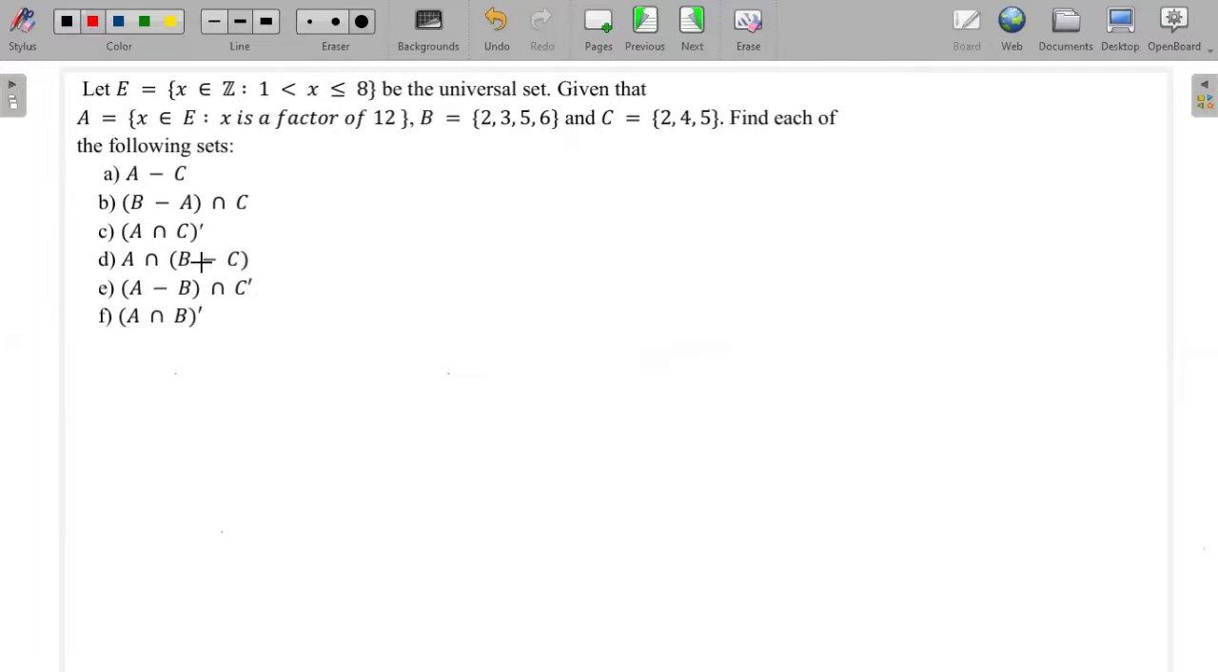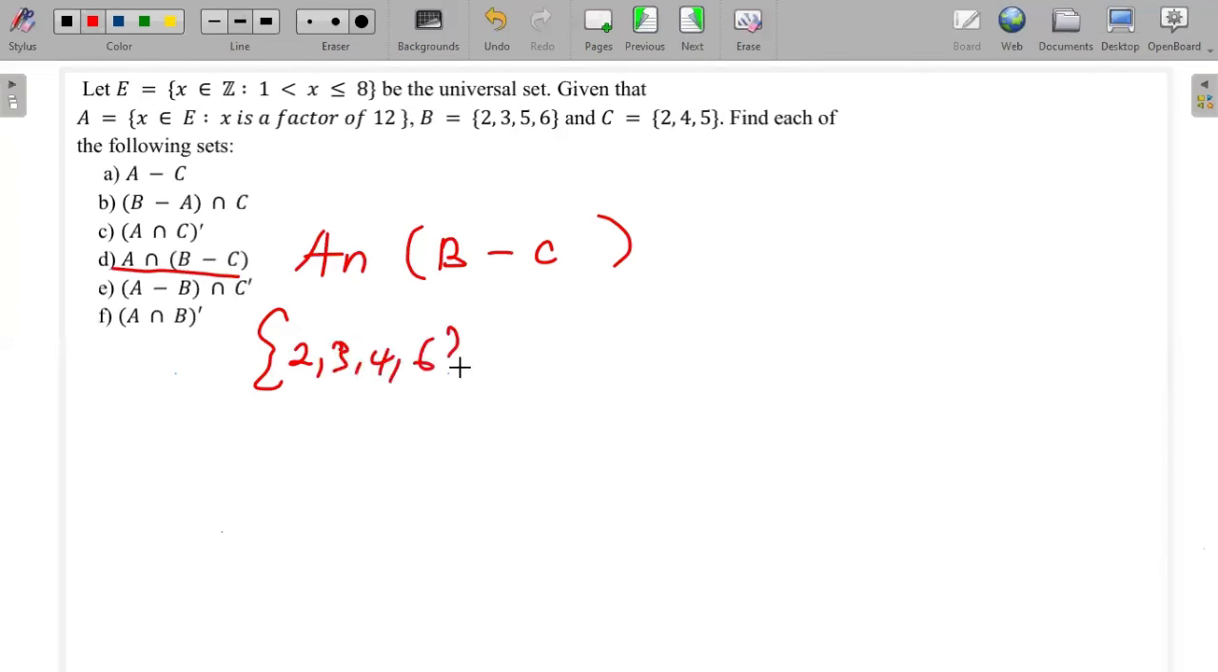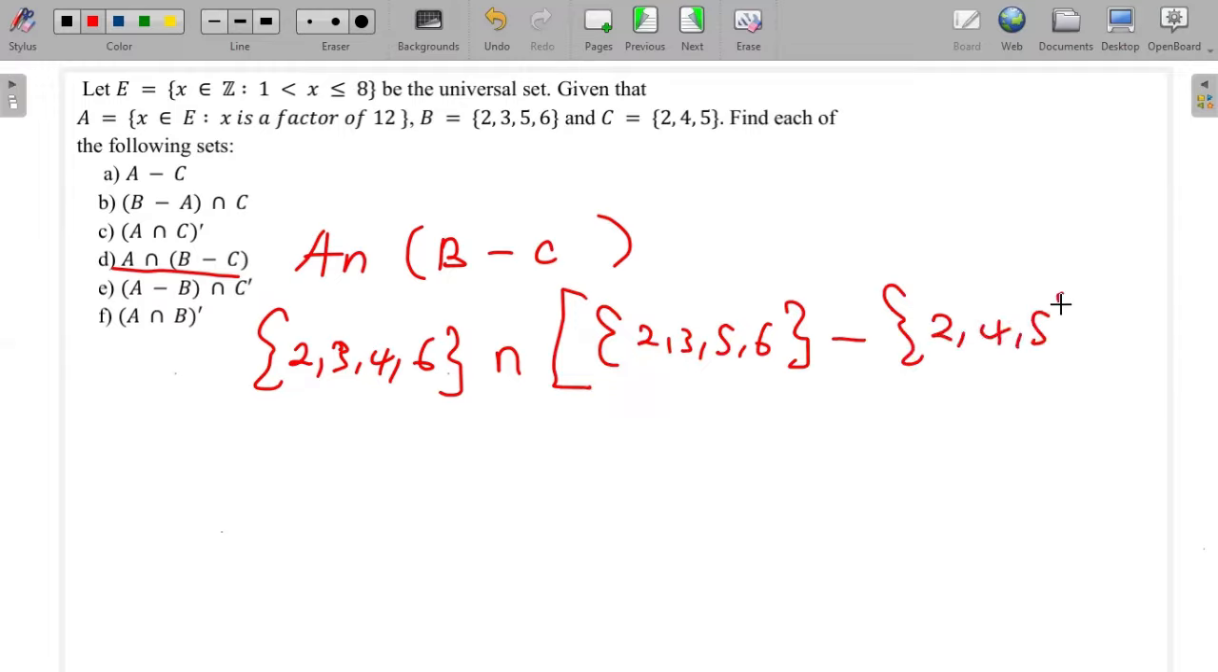So the other one that we are solving here, I'll leave the other ones for you guys. So this one here is A intersection, and then I have B minus C. So my set A, remember, was 2, 3, 4, and then 6. Then I'm intersecting this with whatever result I'm going to have here. So set B has 2, 3, 5, and 6, minus set C has 2, 4, and then 5.